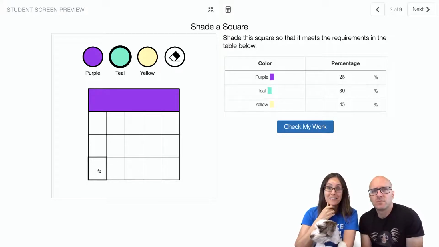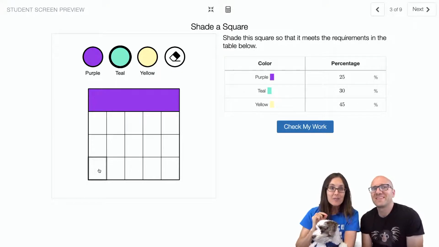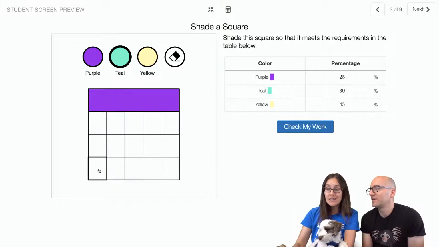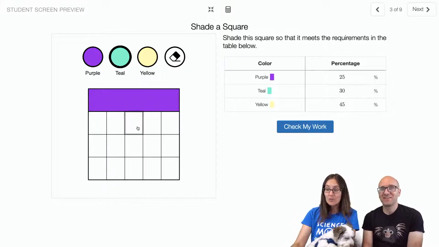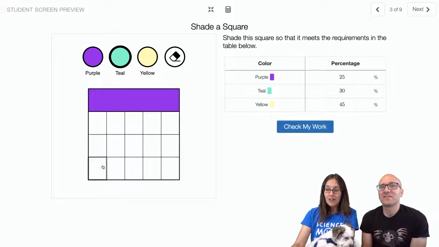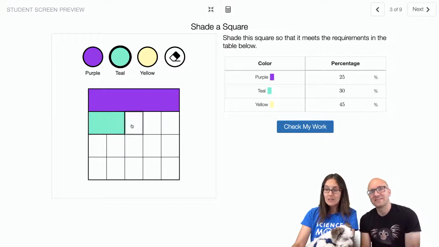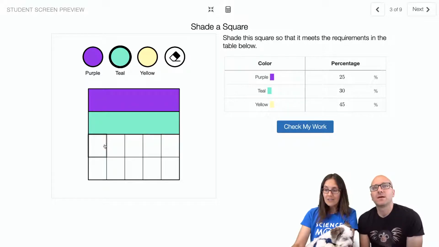Rosalie has an excellent hint for me. Rosalie says 3 out of 10, 3 over 10, that fraction is the same as 6 over 20. And how many squares do I have? Yeah. 1, 2, 3, 4, 5. I have 20 squares in total, remember? Because I'm not only considering these white ones, I'm considering the whole entire thing. So, excellent. I just need to do 6. Good suggestion, Rosalie. All right.